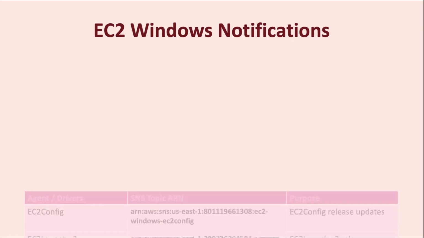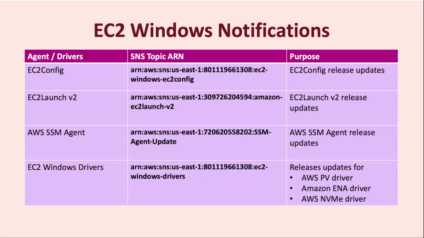For EC2 Windows, these notifications can be configured to receive release updates for new versions of EC2 Config Service, EC2 Launch v2, AWS SSM Agent Service, and EC2 Windows drivers such as AWS PV Driver, Amazon Elastic Network Adapter, which is the ENA driver, and AWS NVMe drivers. Receiving these notifications will alert you to the new version numbers, so you can study the changes in that release and be ready to plan the update window. When performing these updates, make sure that you trial the new version in a dev or test environment to verify it's working before rolling it out to production servers.